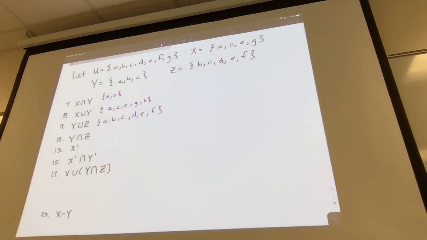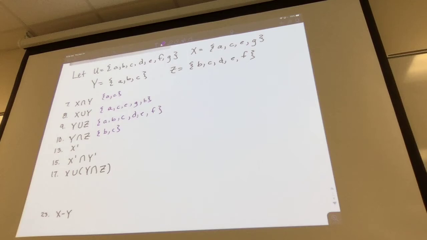Yeah. All right. Then number 10 says it has to be Y intersection Z. What do they have in common? So intersection is what they have in common. Y is A, B, C and Z is B, C, D, F. So what do we have? B is in common and C is in common.